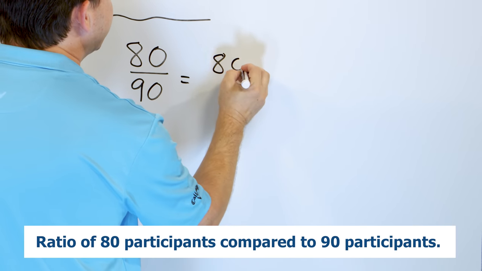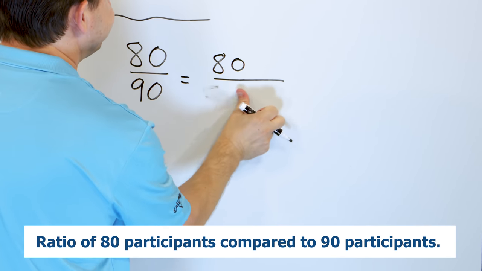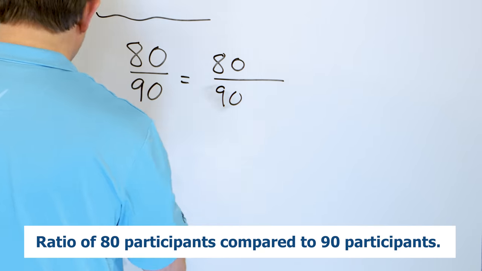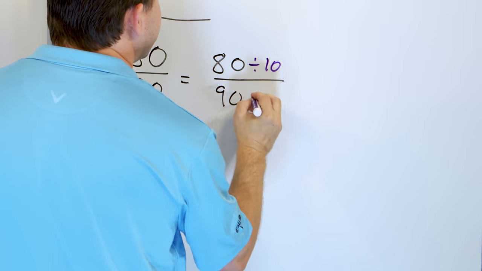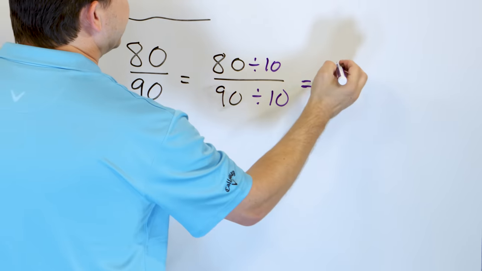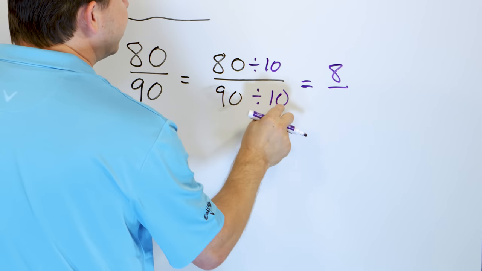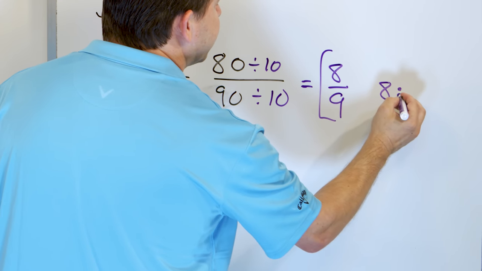And of course, we can simplify this. Whoops, if I can write 90 correctly. Sorry about that, 90 on the bottom. We can simplify this and divide the top by 10 and the bottom by 10. When we do it, we get 80 divided by 10 is 8 and 90 divided by 10 is 9. And we can write this ratio as 8 as compared to 9.